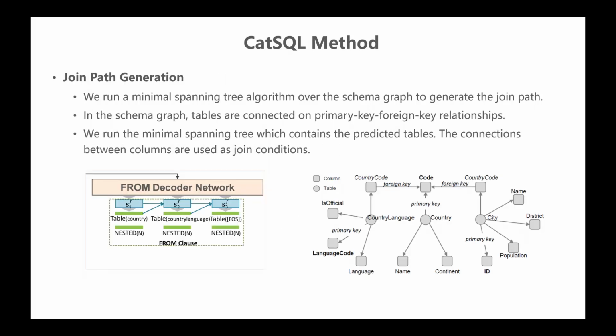The from decoder predicts a sequence of tables, and we run a minimal spanning tree algorithm over the schema graph to generate the join path. The schema graph is a connected graph, and the tables with primary key foreign key relationships are connected. We search for the minimal spanning tree which contains the predicted tables, and the connections in the spanning tree are used as the join conditions.